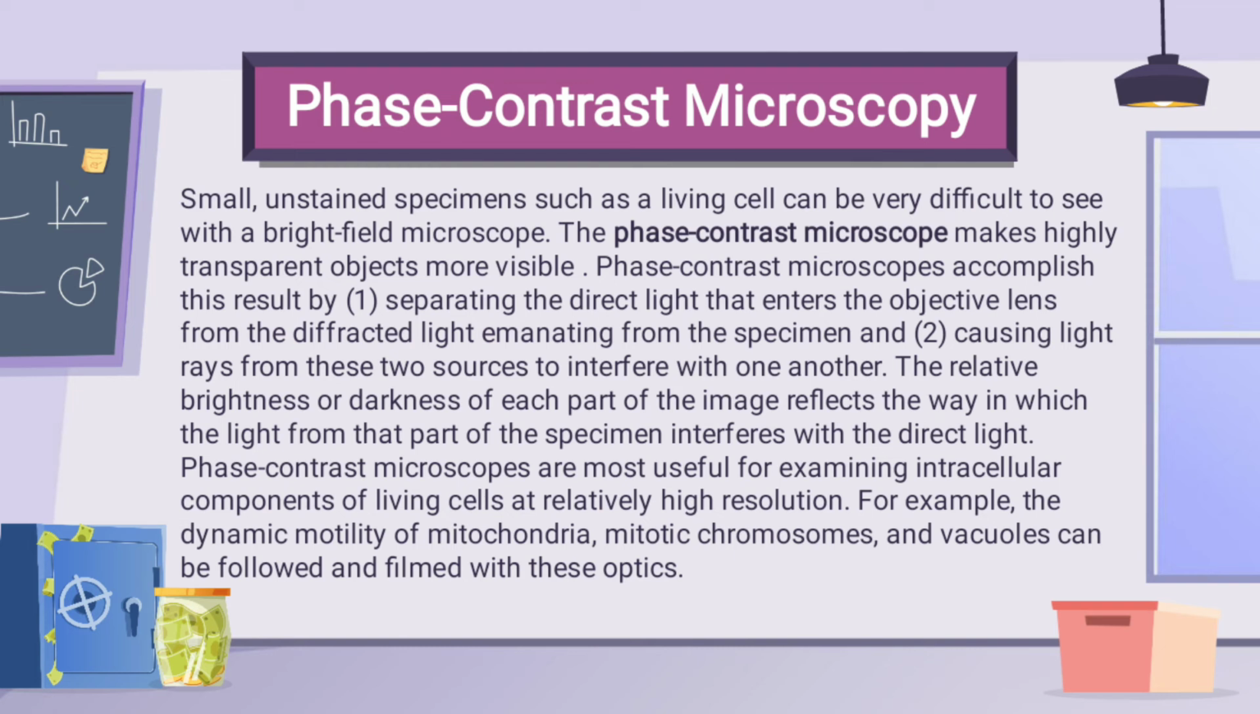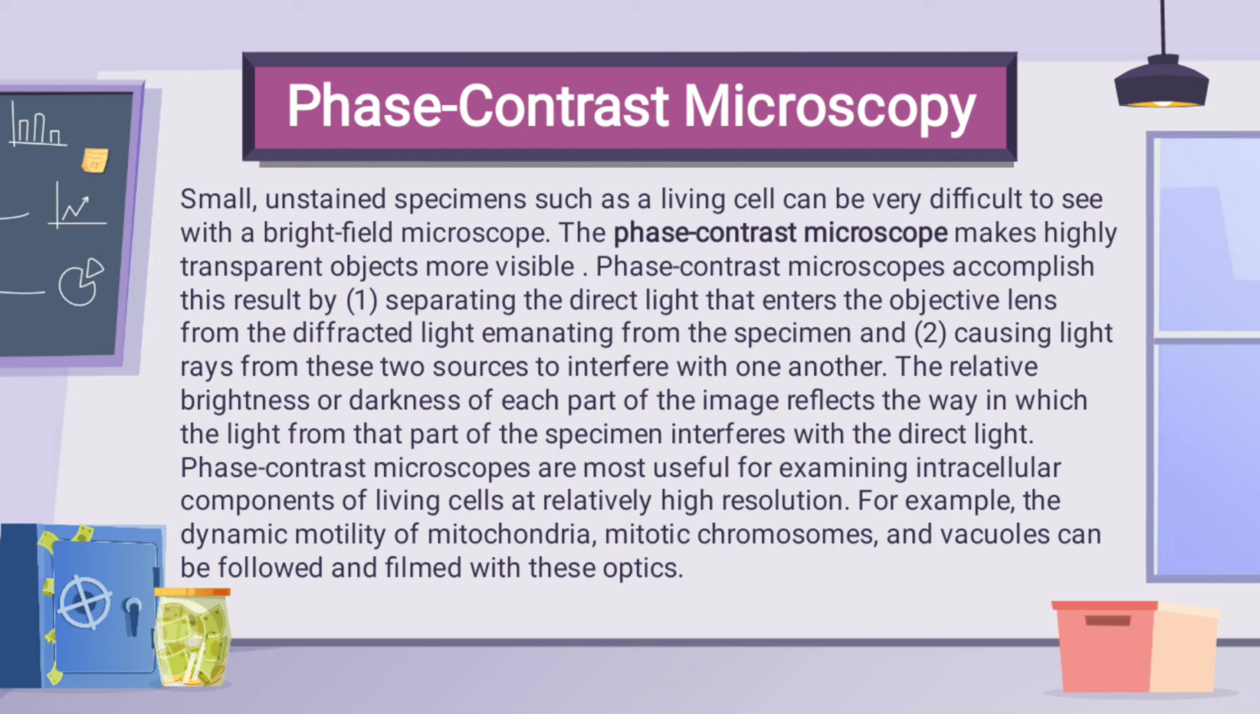Small unstained specimens, such as a living cell, can be very difficult to see with a bright field microscope. The phase contrast microscope makes highly transparent objects more visible. Phase contrast microscopes accomplish this result by first separating the direct light that enters the objective lens from the diffracted light emanating from the specimen, and second, causing light rays from these two sources to interfere with one another.